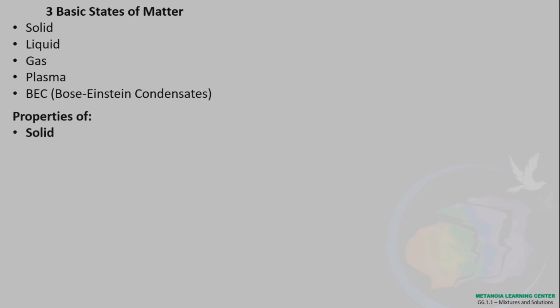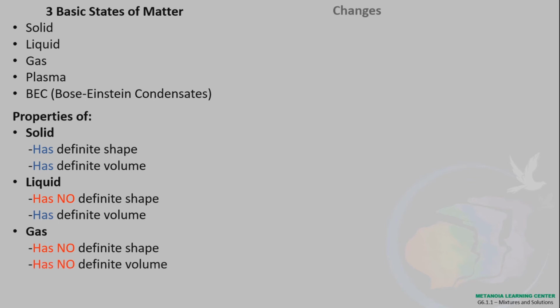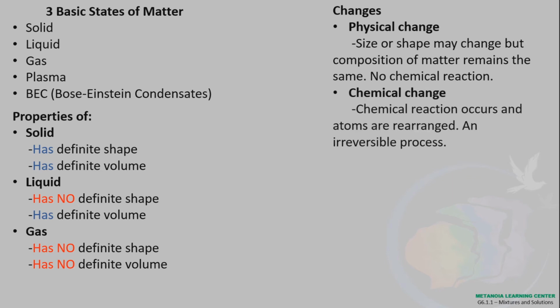Properties of matter. Solid has definite shape, has definite volume. For liquid, has no definite shape but has definite volume. For gas, has no definite shape and has no definite volume. For changes, we have physical change, which means the size or shape may change but the composition of matter remains the same. No chemical reaction is involved. For chemical change, chemical reaction occurs and atoms are rearranged. And it is also an irreversible process.